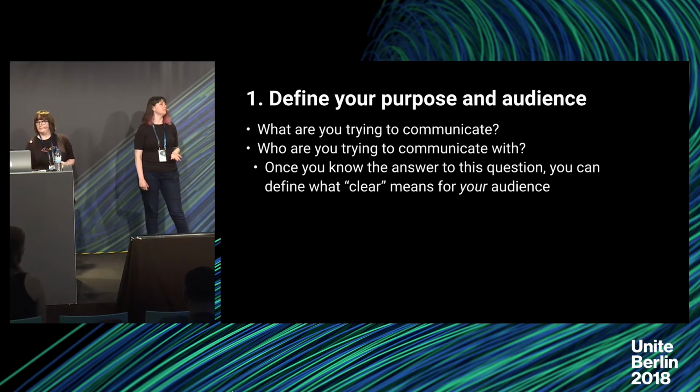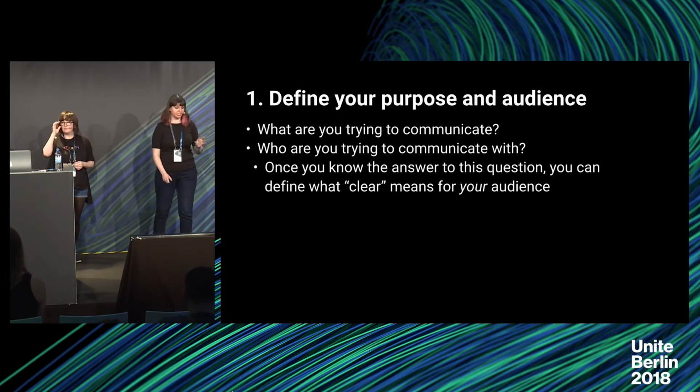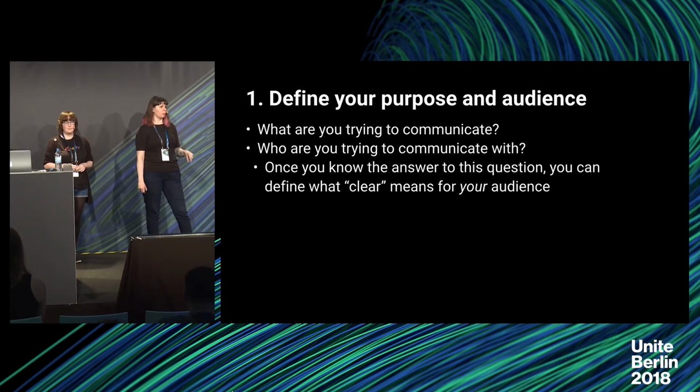Okay, step one. We begin by defining our purpose and our audience. This simply means asking, what information am I trying to communicate, and to whom? Doing this, crucially, helps you define what clear means, because you now know that it means clear for that audience. That's how we'll work out whether our writing is sufficiently clear as we go through the steps.